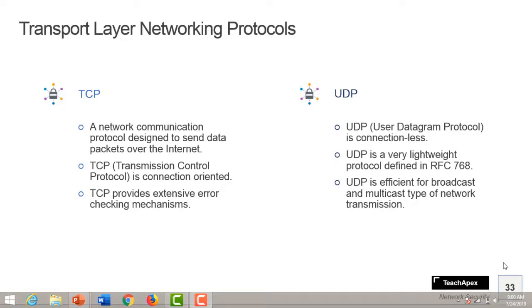TCP provides an extensive error checking mechanism, because here you are getting acknowledgement of all the packets, so definitely you can check for errors in the communication channel. UDP is a very light protocol defined in RFC 768, and it's connectionless. UDP is efficient for broadcast and multicast types of network transmission.